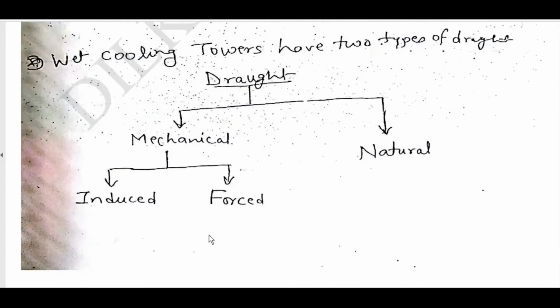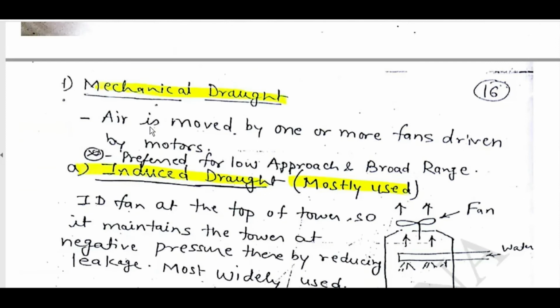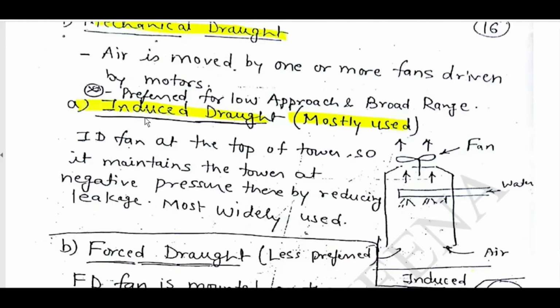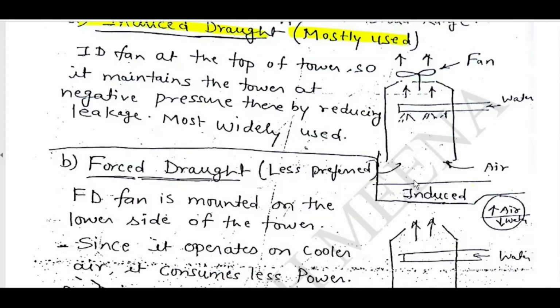Induced, forced. Mechanical draught: air is moved by one or more fans driven by motors, preferred for low approach and broad range. Induced draught: mostly the ID fan is at the top of the tower, so it maintains the tower at negative pressure, thereby reducing leakage. Most widely used.